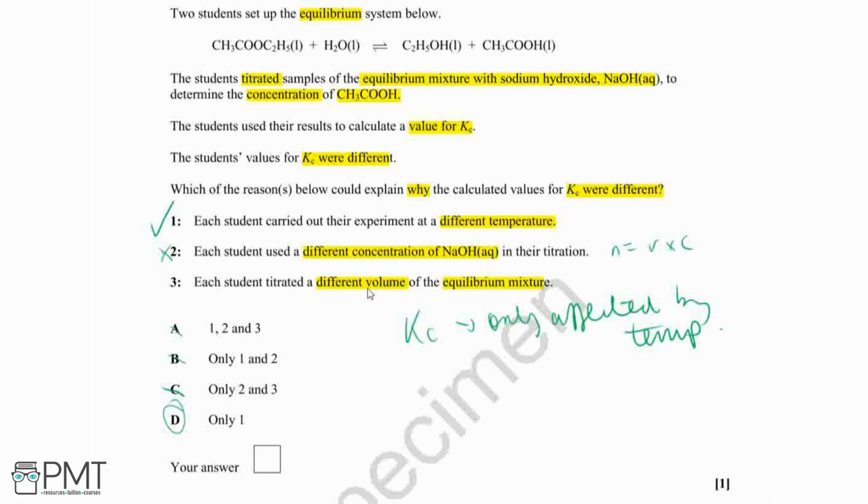Each student titrated a different volume of the equilibrium mixture, and if you use a different volume of the equilibrium mixture, this gets balanced out because you will then need a different volume of sodium hydroxide, but you will still have the same amount in moles reacting together. So this won't affect the overall value for Kc. Therefore, our answer is D.